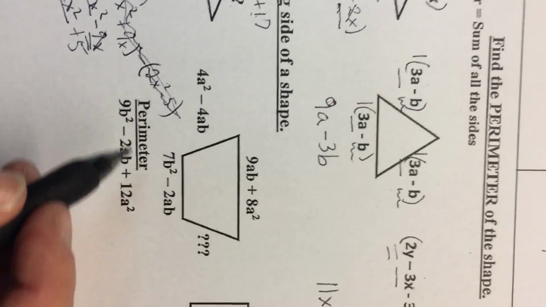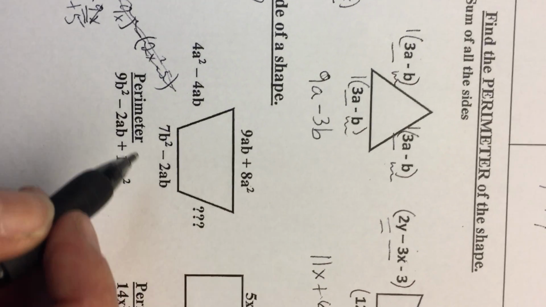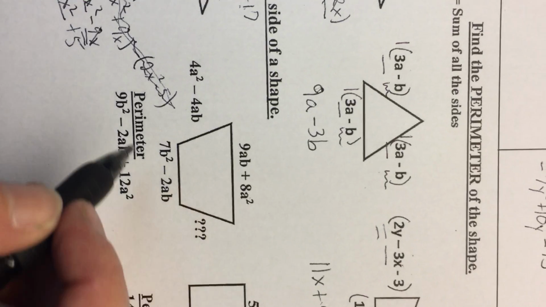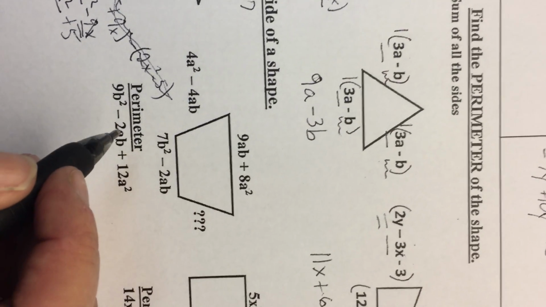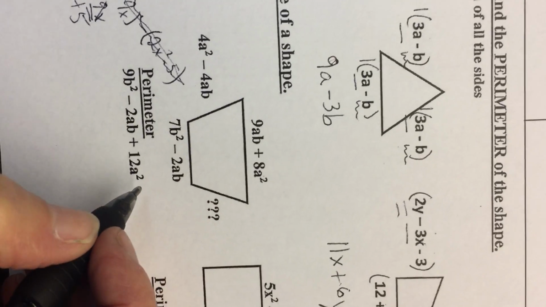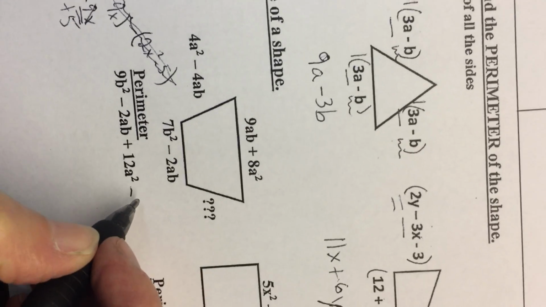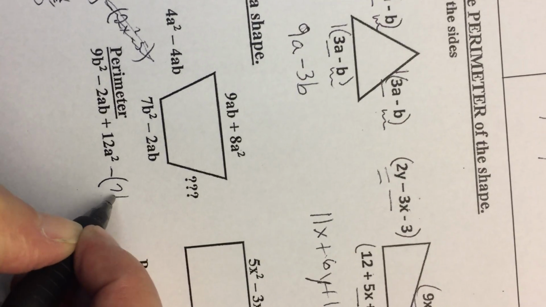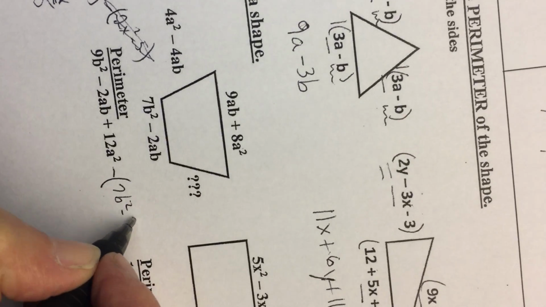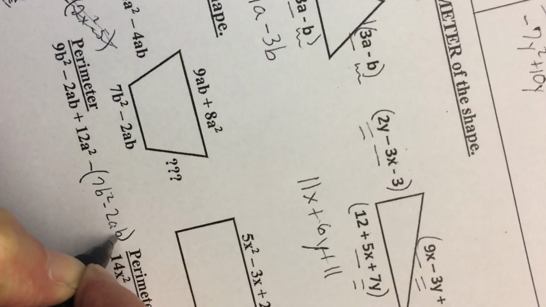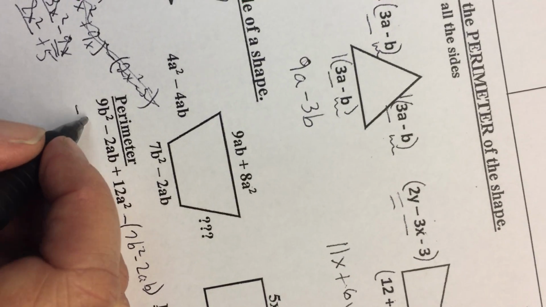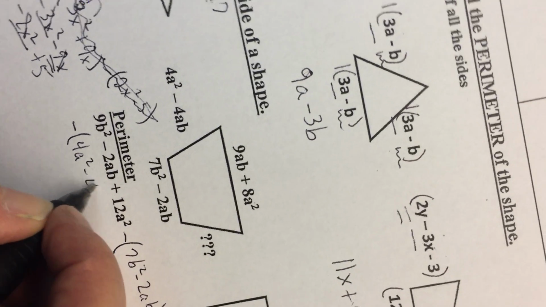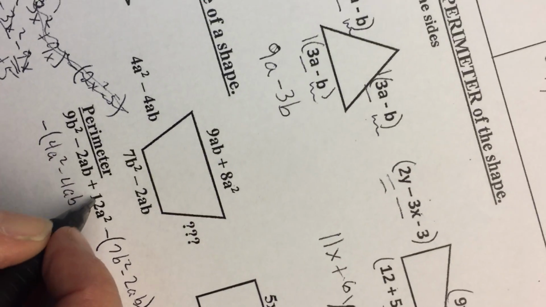All right, so here's the perimeter. If I add all 4 sides, it equals that. Okay, all 4 sides together, add them all up, it equals this. So I'm going to start with the answer, and I'm going to subtract out all the pieces. So I'm going to subtract out the first side, 7b squared minus 2ab, parentheses, and I'm going to subtract out the next side, 4a squared minus 4ab. Close that parentheses.